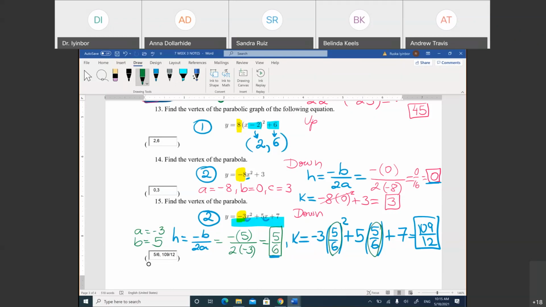So if I understand that right, I just plug it into the equation and then in place of X, I put what I found, which was 5 over 6. Yes, that's right. So this number goes in the place of X. Yes, that's correct. Okay. Any other questions? Let me write it better, 109. Any other questions? Everybody understand how to find the vertex?